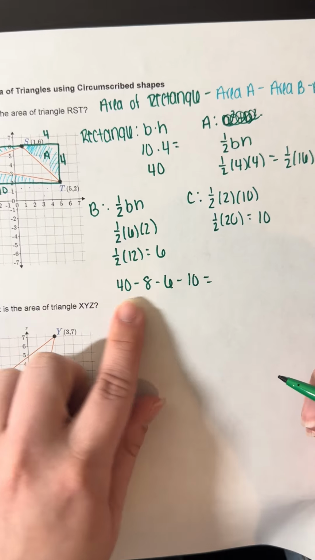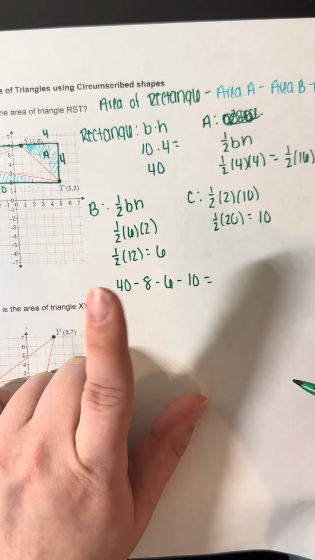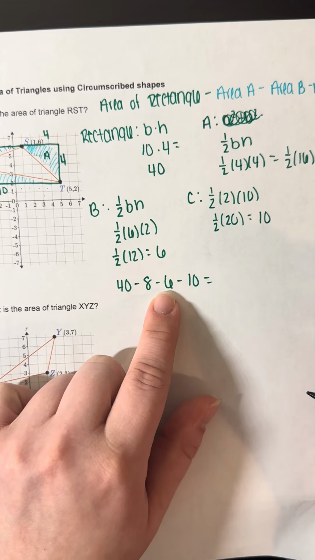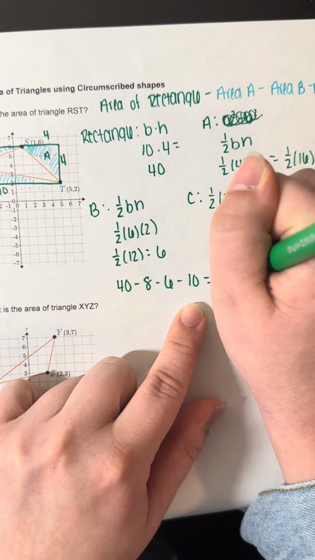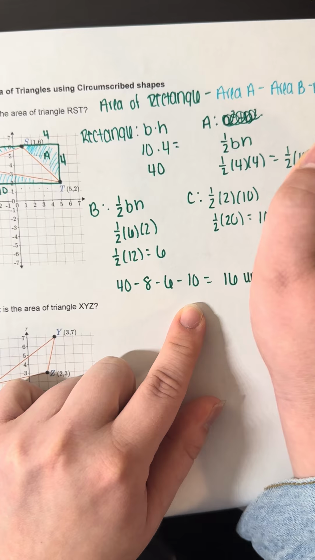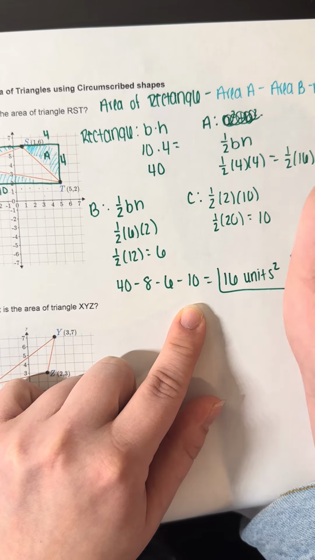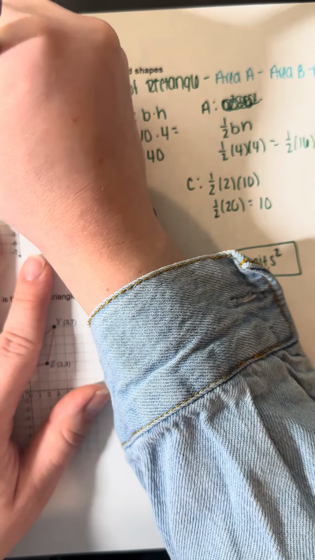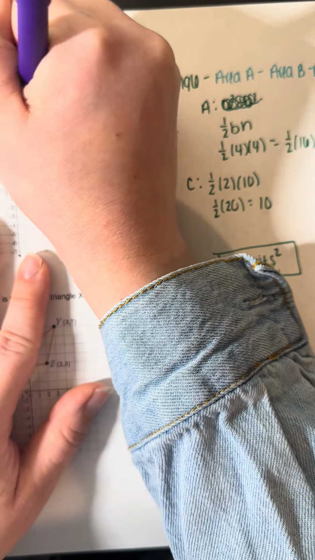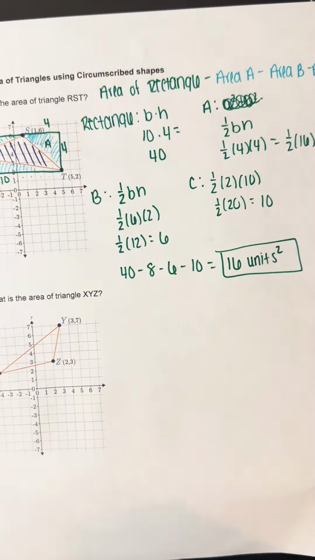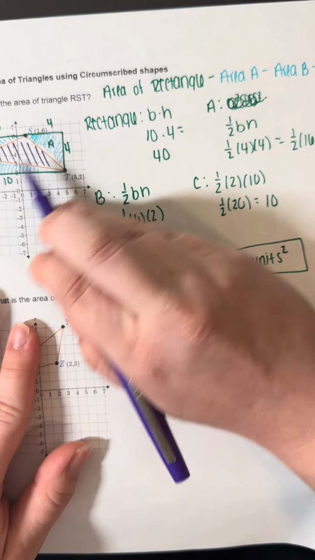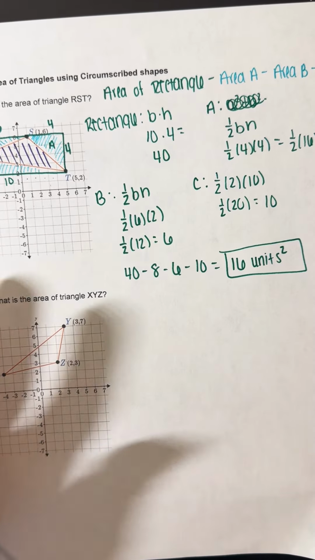So 40 minus 8 is 32. 32 minus 6 is 26, and then 26 minus 10 is 16 units squared. And that's the area of just the center part here. So this center part is 16 units squared, once we did the area of a rectangle and then subtracted off those outside sections.